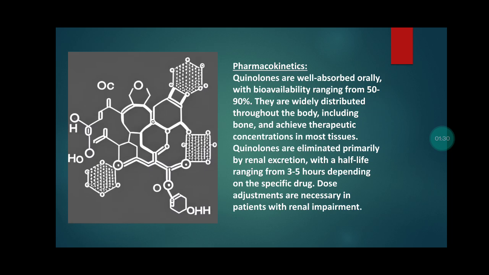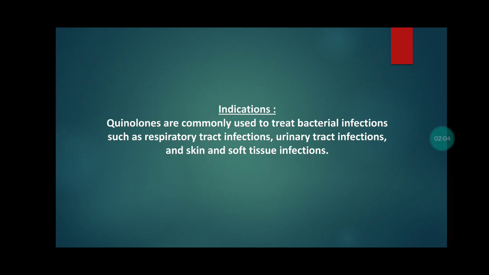Then about pharmacokinetics. The quinolones are generally well absorbed orally with bioavailability ranging from 50 to 90%. They are widely distributed throughout the body including bone and achieve therapeutic concentrations in most tissues. Quinolones are eliminated primarily by renal excretion with half-life ranging from 3 to 5 hours depending on the specific drug. So the dose adjustments are necessary in patients with renal impairment as it can cause adverse effects if not taken into account.